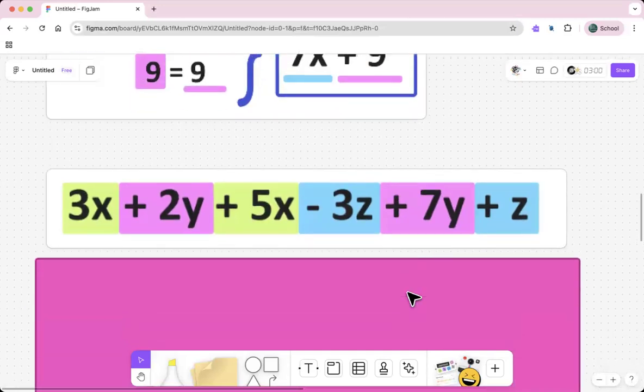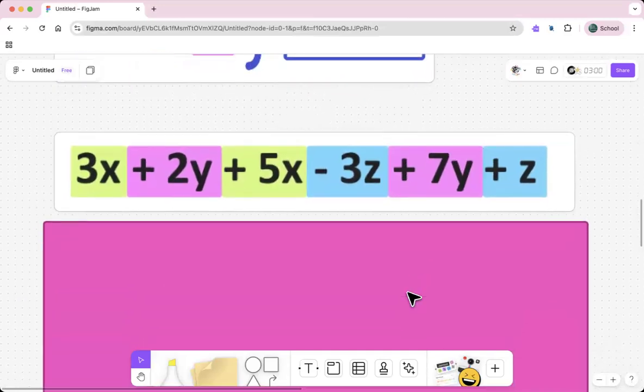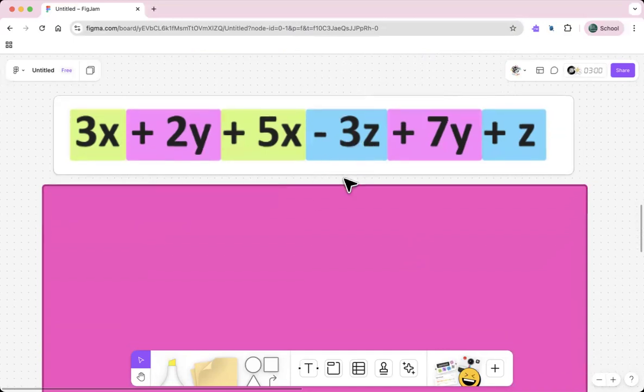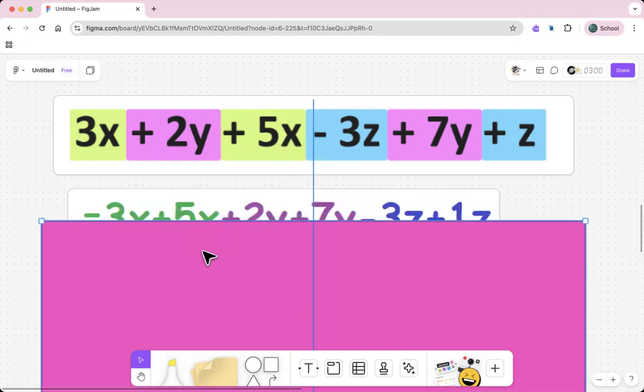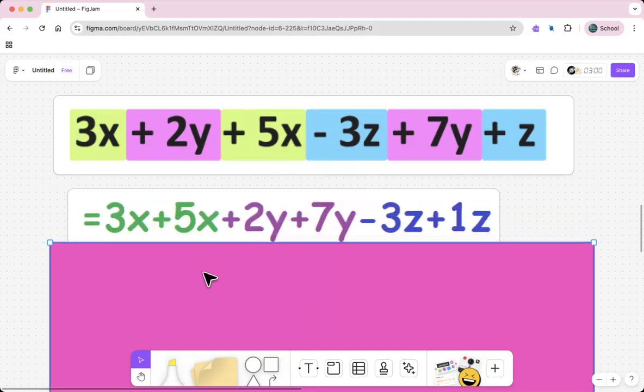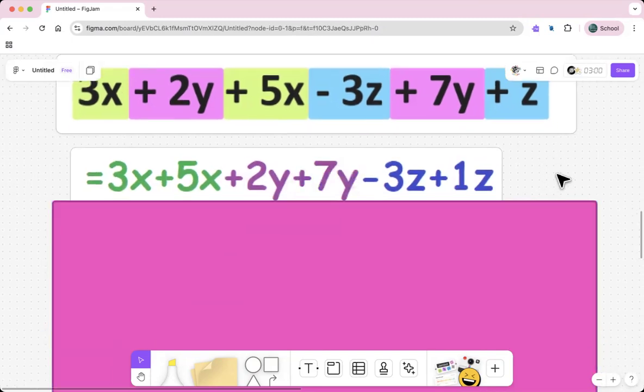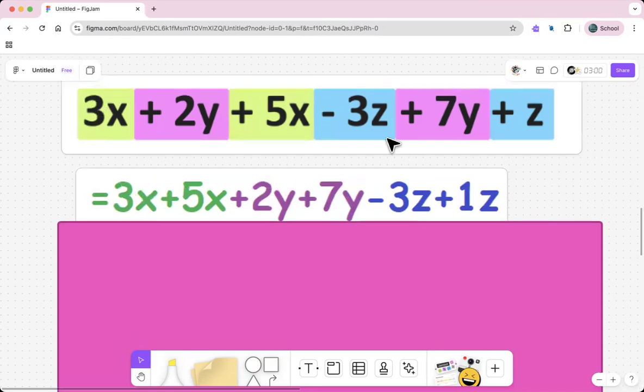For the next question, I have a lot more terms. You can see I've highlighted x to the power of 1 in green, y to the power of 1 in pink, and z to the power of 1 in blue. Now, before I do anything, on your test, you are not going to receive full marks if you go straight from the question to the answer. You do need to show a step where you rewrite the question so that all the like terms are next to each other.